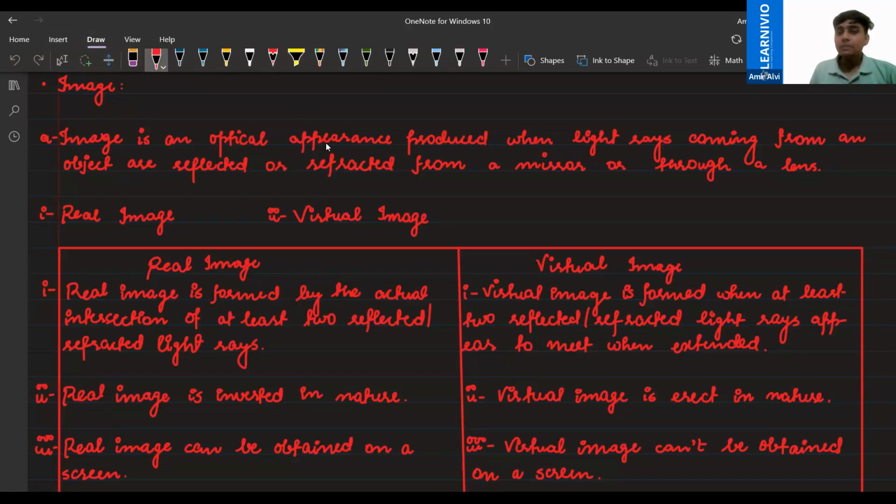Optical appearance means it is made when the light rays intersect. So when the light rays going from one object are reflected or refracted from a mirror or through a lens, an image can be formed with the help of a mirror, and an image can form with the help of a lens. In the mirror, it would be reflection. In the lens, it would be refraction.